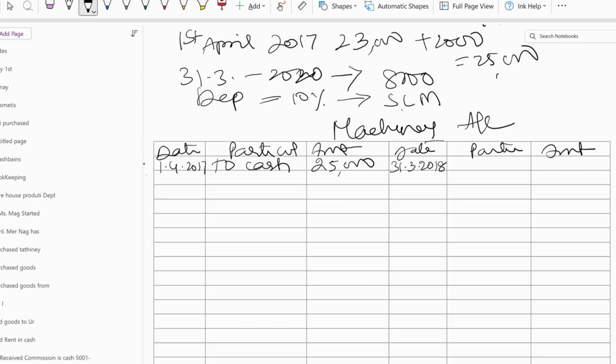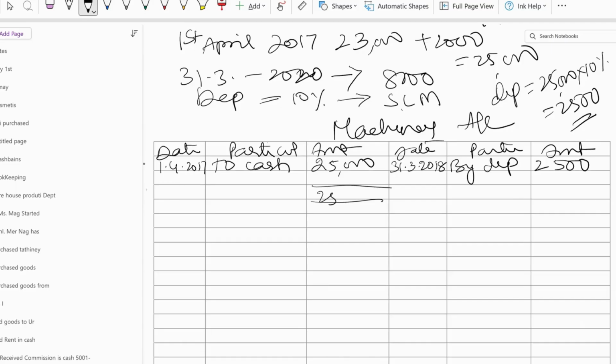So by using 1 year means what? How you'll calculate depreciation? They said 10%. So cost of the machine is 25,000. 10% means 2,500 is the depreciation. So by depreciation is 2,500. We used it for 1 year. If you use for 9 months, calculate 9 by 12. If they use for 3 months, 3 by 12. Okay. Now at the end of the year, we balance this 25,000.